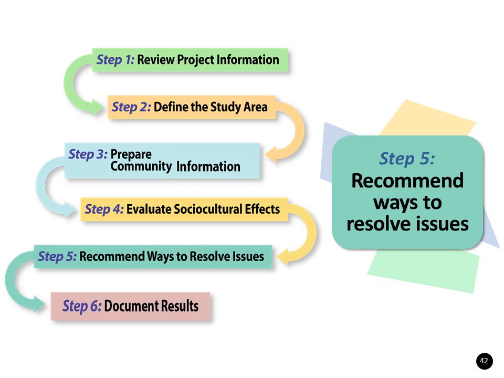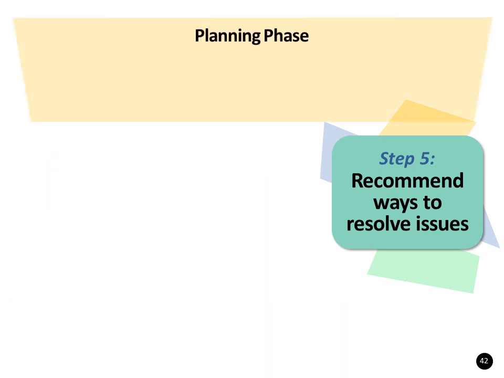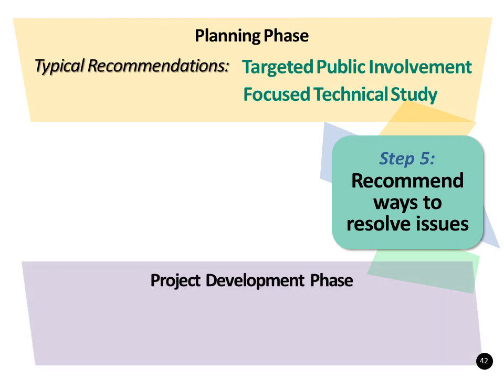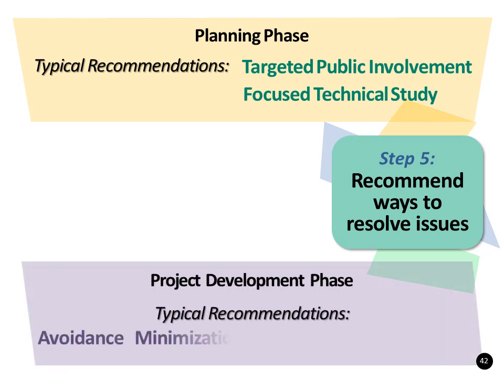If potential adverse effects are identified during the evaluation, we use what we have learned about the project and the affected community to recommend ways to resolve issues. This is Step 5 of the SCE evaluation process. In the planning phase, such recommendations are typically about further investigation into the issue and ways of resolving it. This is done through targeted involvement of affected communities and focused study of the issue. In the project development phase, recommended solutions to issues are in the form of avoidance, minimization, mitigation, or enhancement measures.